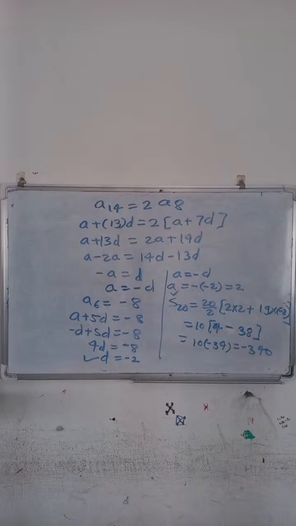Getting this, minus 340. That means that series is in decreasing order. Getting this? Okay, write down the next question.